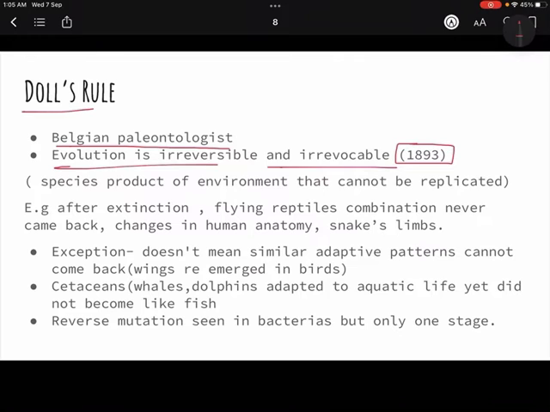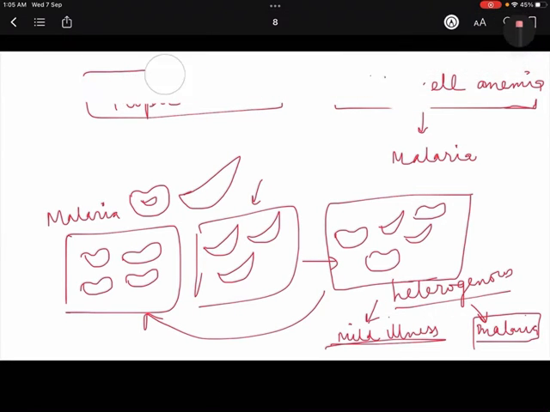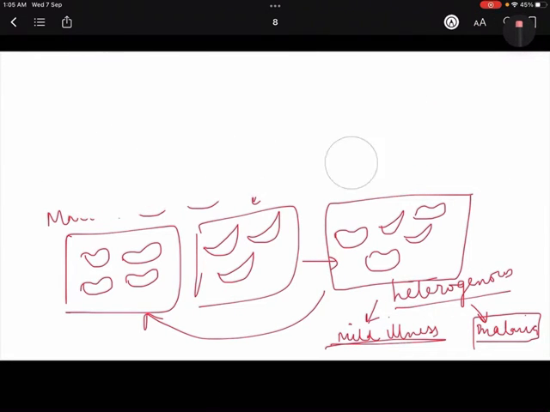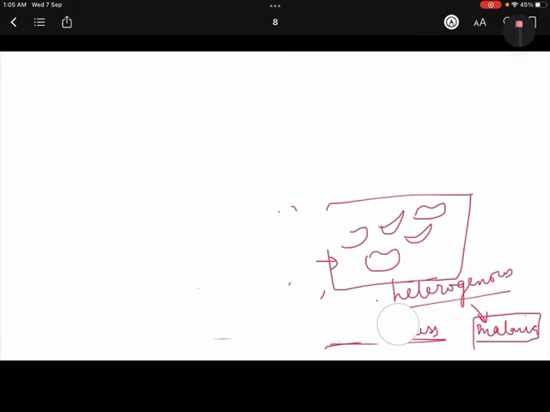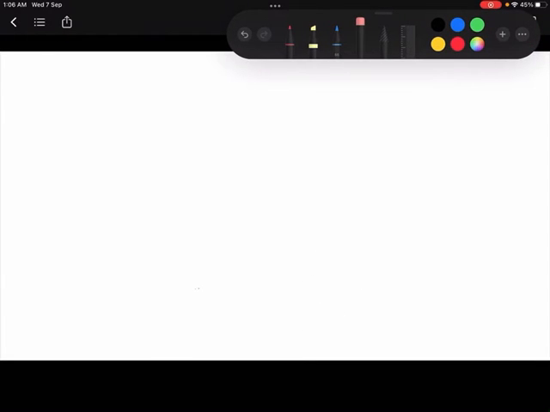Now what did he mean by saying this? Evolution is irreversible means you can't go back. Irrevocable means you can't go back. It is because the species are a product of environment that cannot be replicated. Now what does he mean by this? Let me just explain this to you more clearly. See, he said that species are a product of their environment which cannot be replicated.